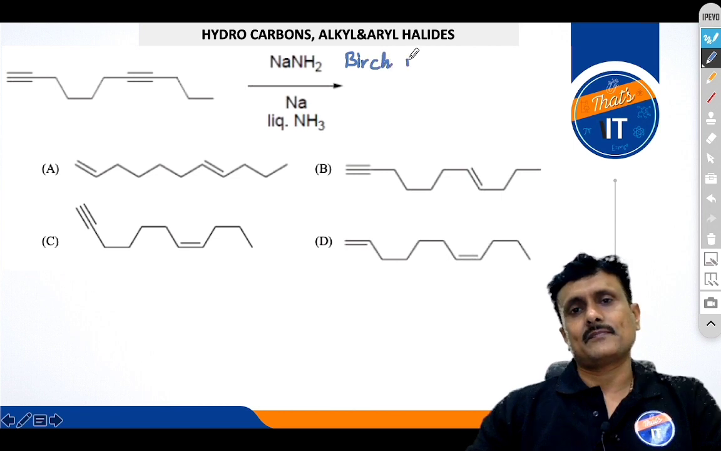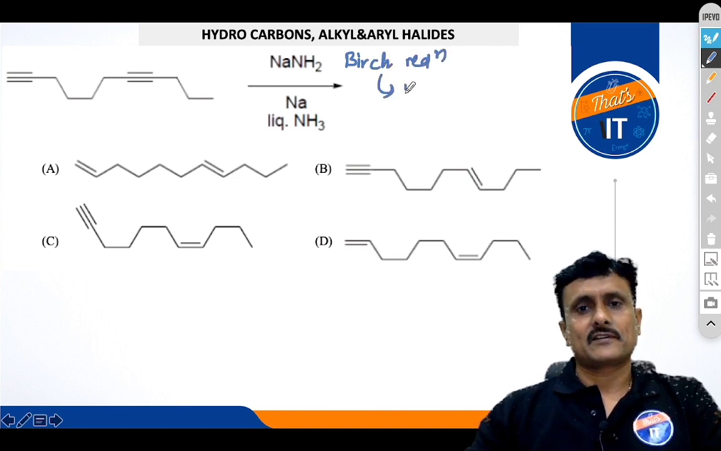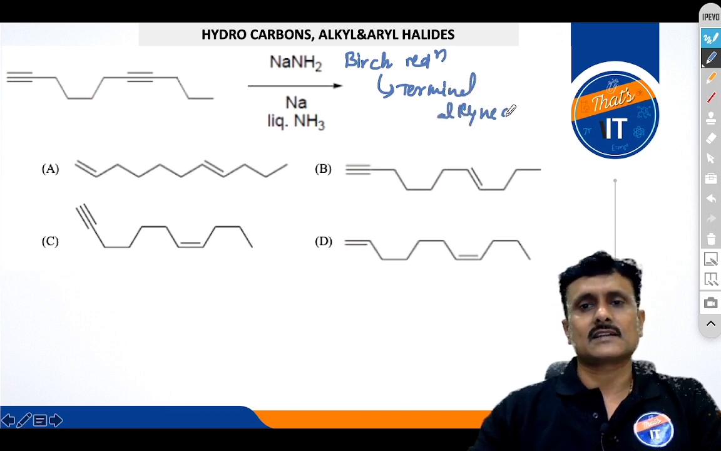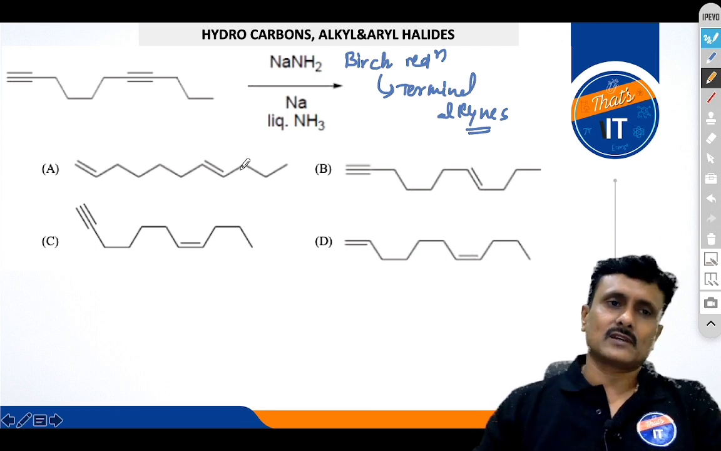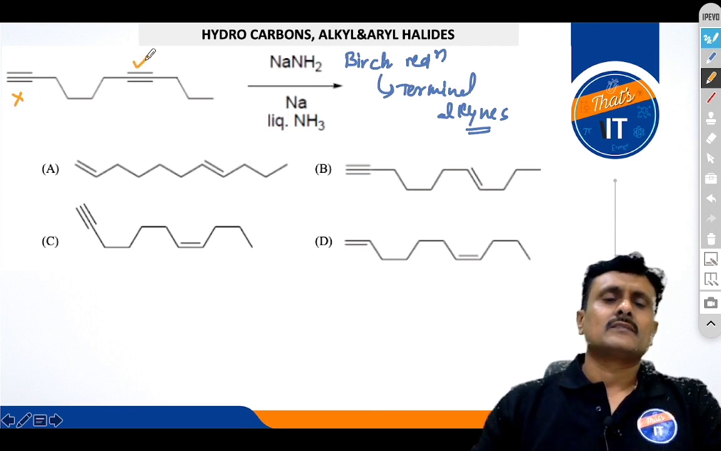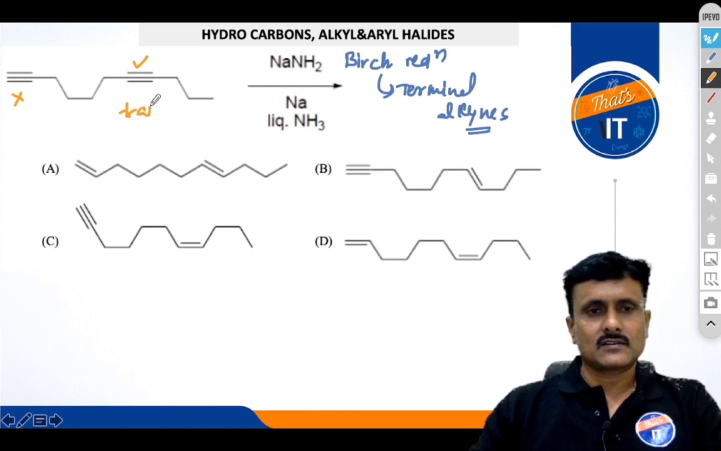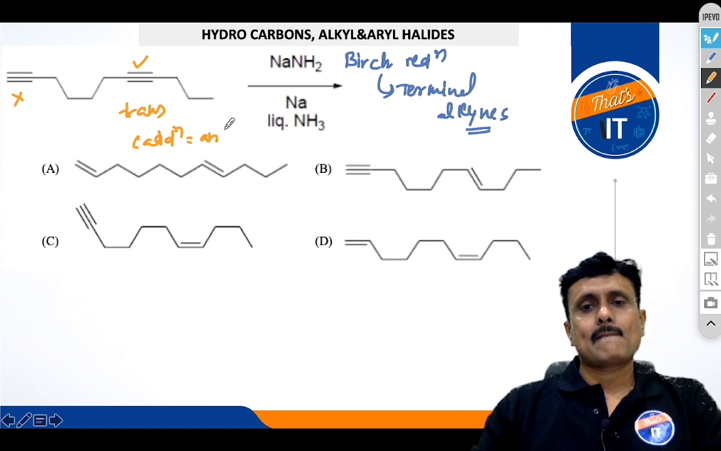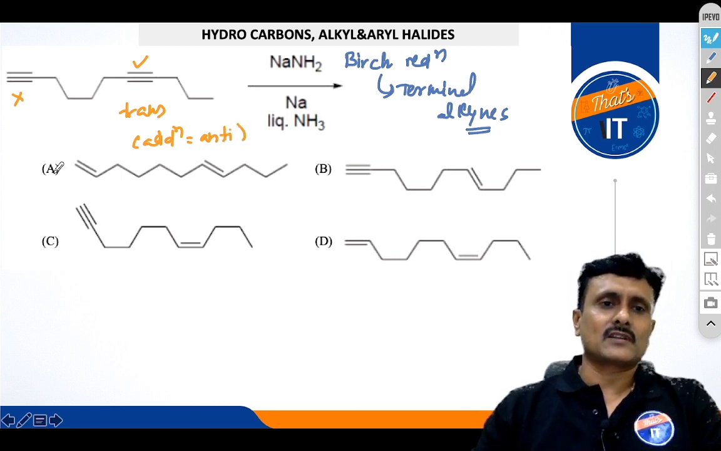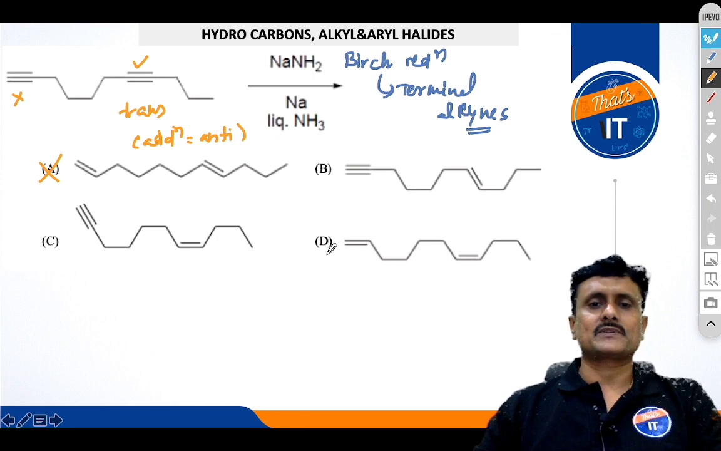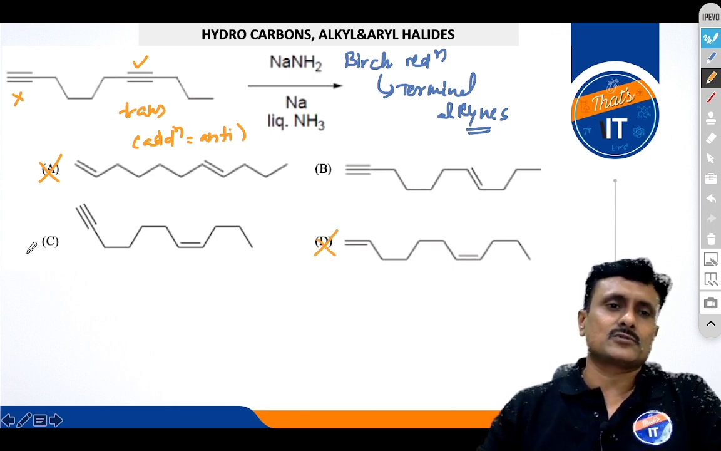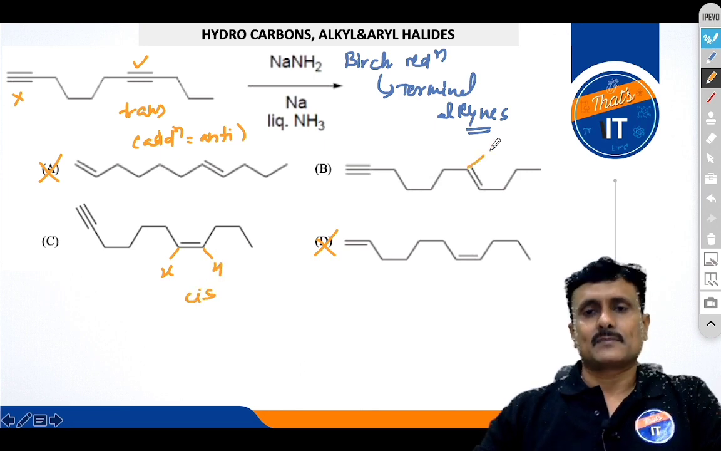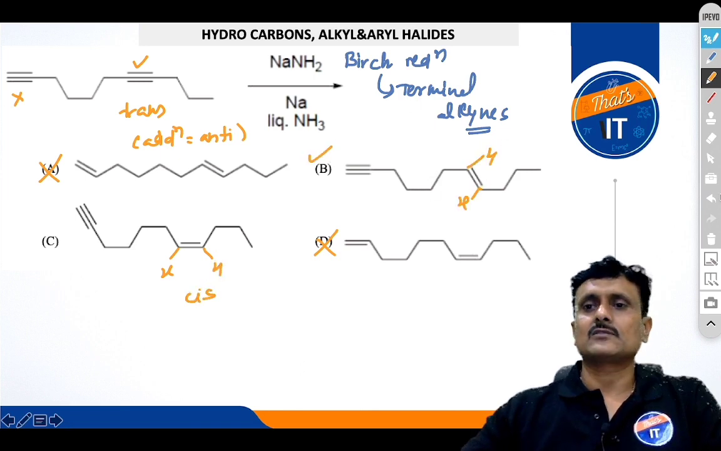Again the similar question, most frequently asked, meant for what? Terminal alkynes. This is the easier question that is asked in recent times from JEE Advanced. You can see that this won't react, only this will react, and you know that this gives rise to what? Trans, because the addition is anti. You can see that terminal is not reduced, so option A is ruled out and option D is also ruled out. So we have got two choices, C and B, but here the product is cis and here the product is trans. So the right answer for this question is option B.